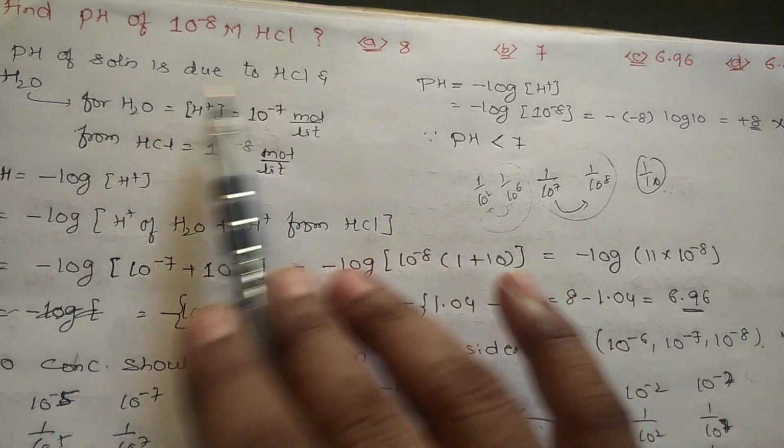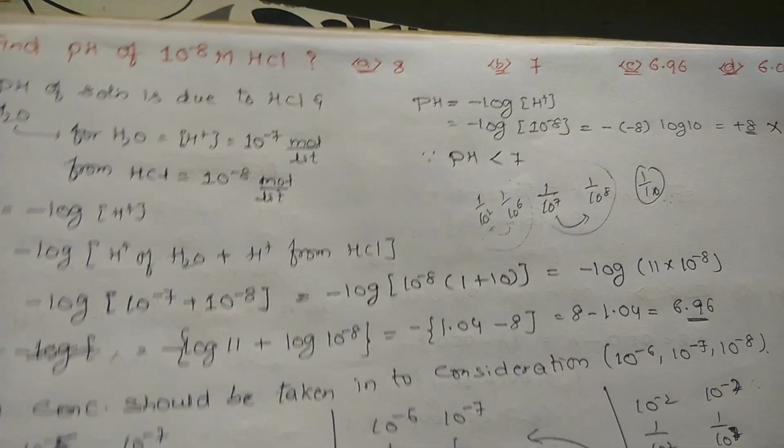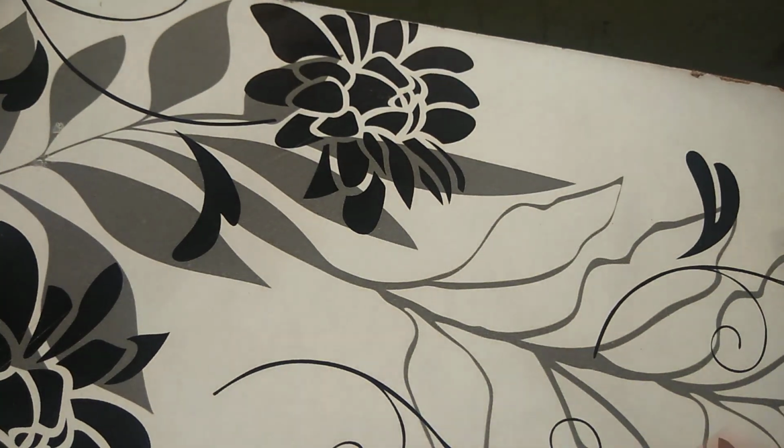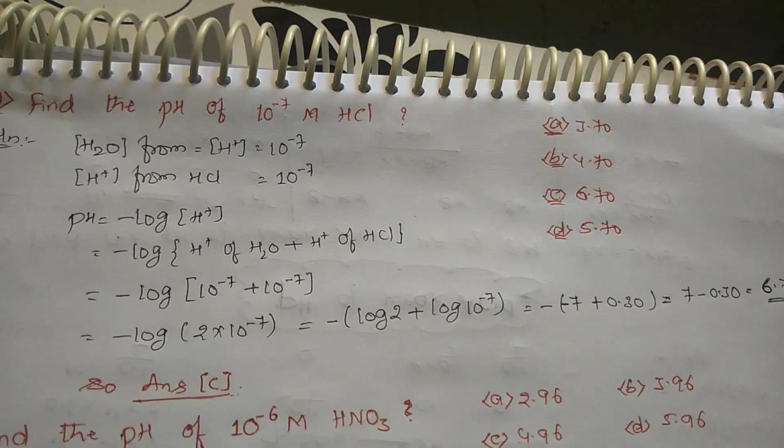Here there is no one stronger, both are equal, right? Approximately they are very equal. So the answer will be 6.96. So students, you solve the same problems like this.